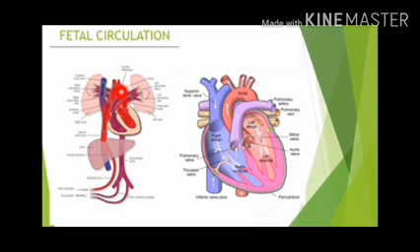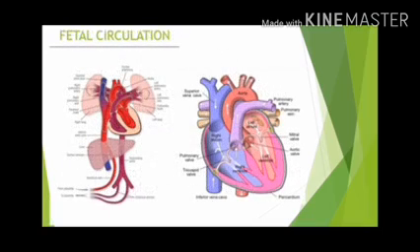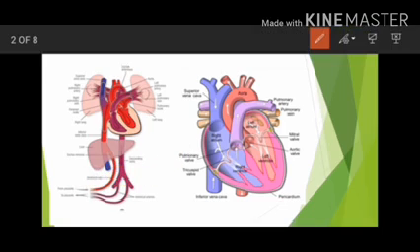Let us discuss what is actually happening in the fetal circulation. The main difference between fetal circulation and normal circulation is that the lungs are not functioning in the fetus. The function of the lungs is taken by a special structure called the placenta. The placenta has one umbilical vein and two umbilical arteries.